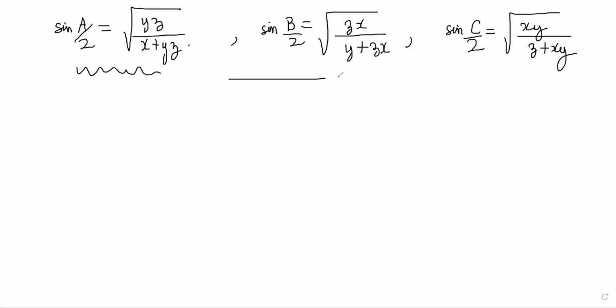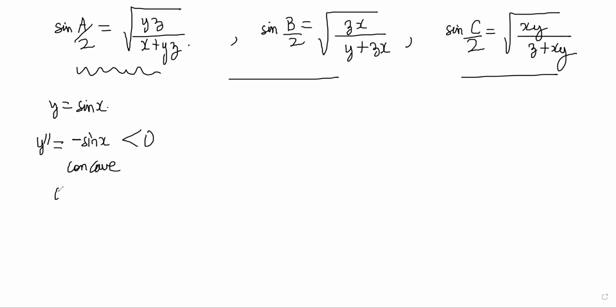So we have this stuff here, and we know that y is equal to sine x. You can check the double derivative. Y double derivative is minus sine x. So this is negative. So this is a concave function, concave on 0 to pi by 2, right? For any x belonging to 0 to pi by 2, it is concave. So our angles are A by 2, B by 2, C by 2. So they are all between 0 to pi by 2.